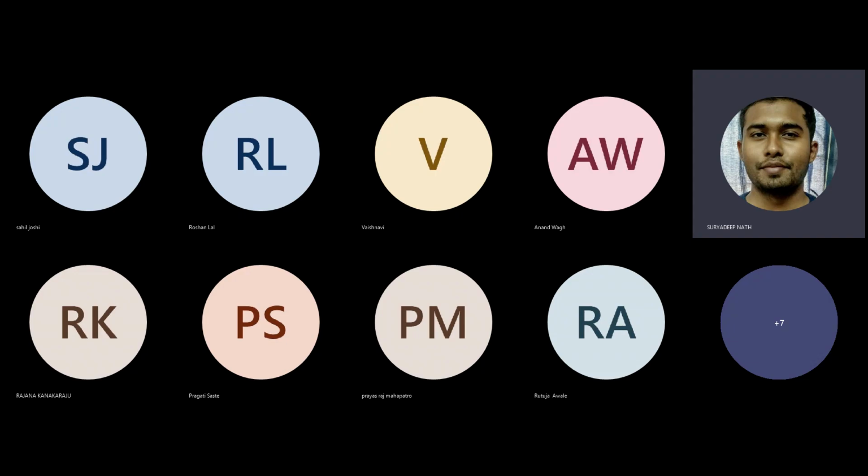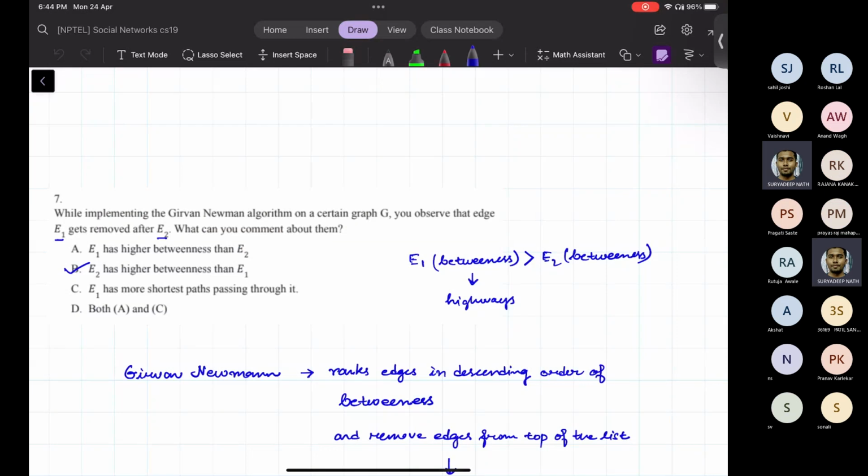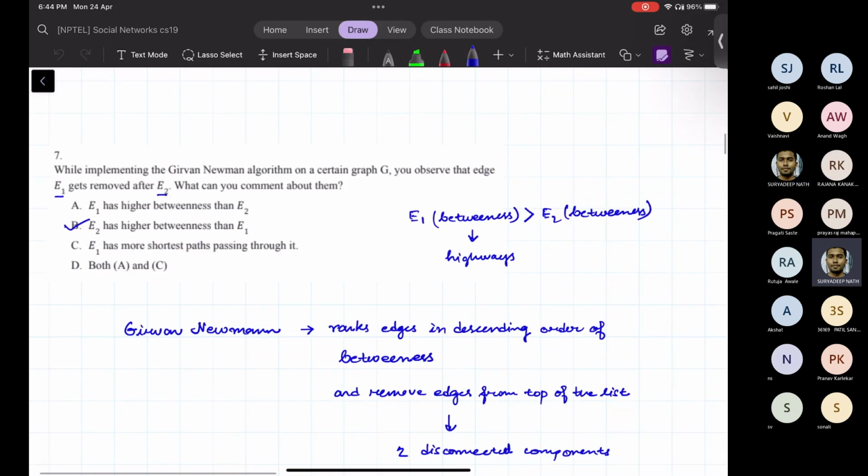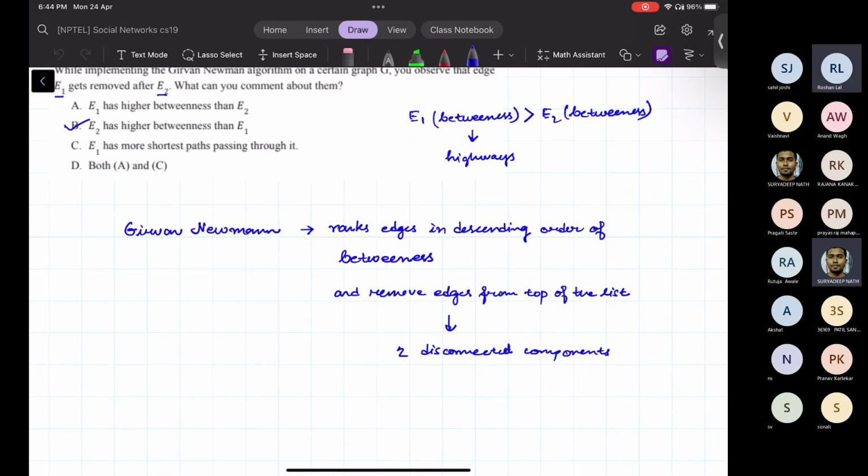Sheet, did you get anything else? In the solution sheet that I have, option B is the right answer. Yeah. Just I am checking, sir. Yeah.